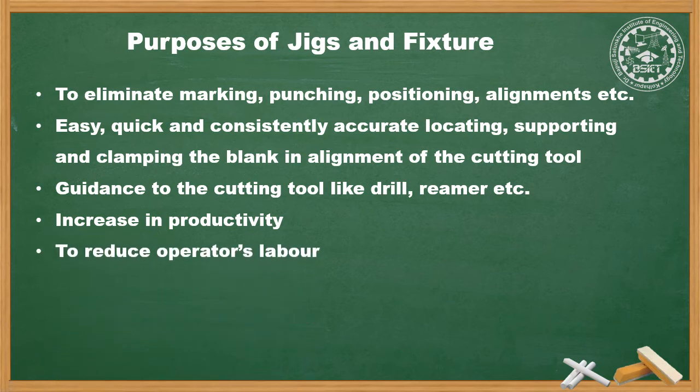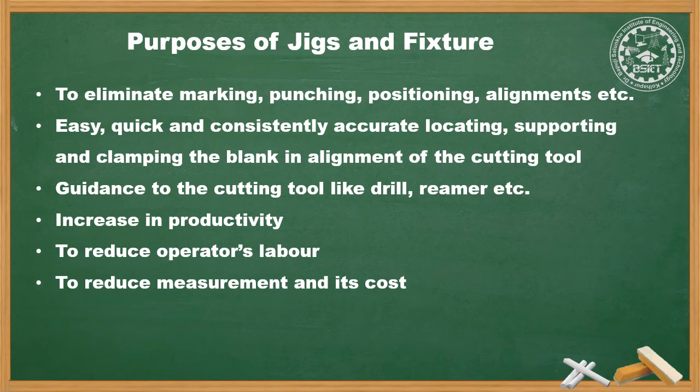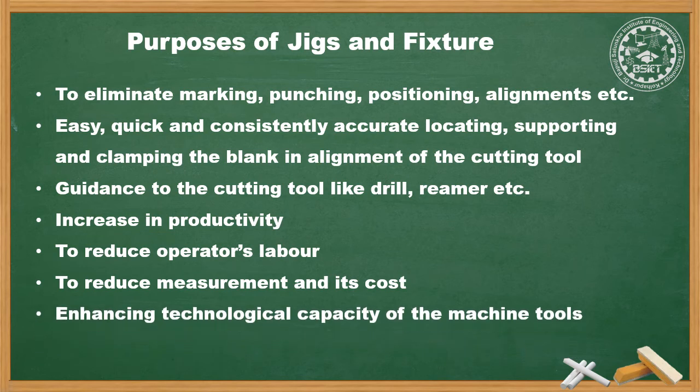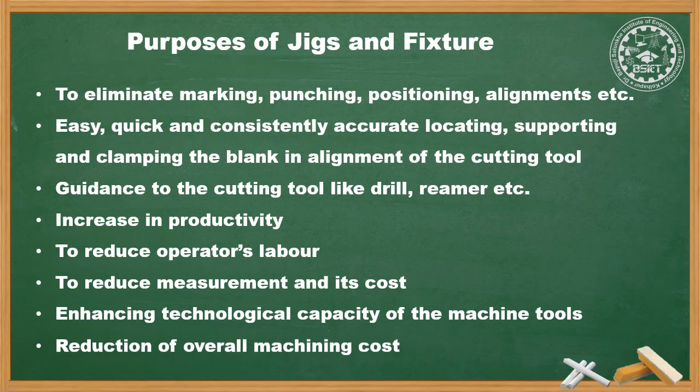Fifth, to reduce operators' labor and the skill. Fifth, to reduce measurement and its cost. Sixth, enhancing technological capacity of the machine tools. And last, reduction of overall machining cost and also increase in interchangeability. So these are the purposes of jigs and fixtures.